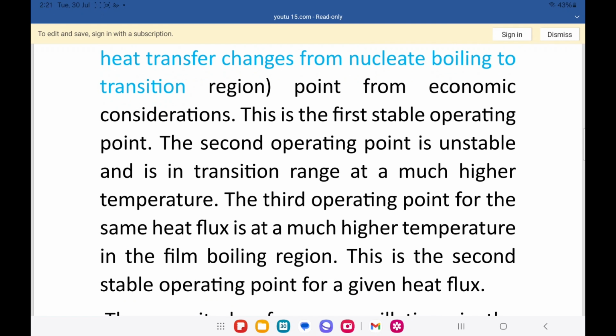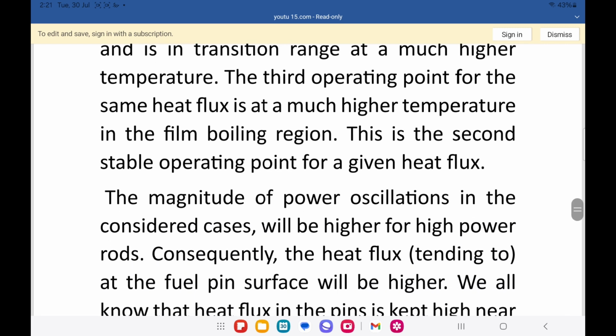The second operating point is unstable and is in the transition phase at a much higher temperature. The third operating point for the same heat flux is at a much higher temperature in the film boiling region. This is the second stable operating point for a given heat flux.